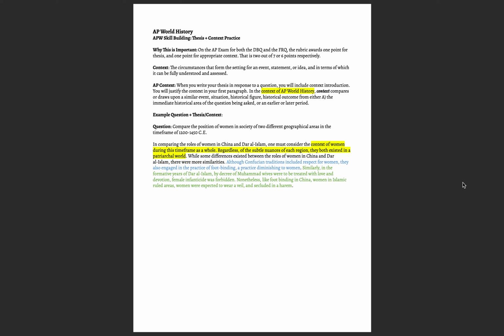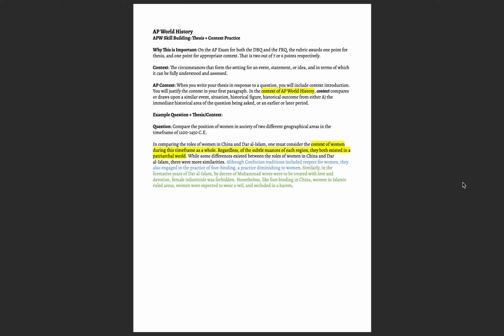So here is an example of context as well as your thesis and kind of getting that started. So, in comparing the roles of women in China and Dar al-Islam, one must consider the context of women during this time frame as a whole. Regardless of the subtle nuances of each region, they both existed in a patriarchal world.